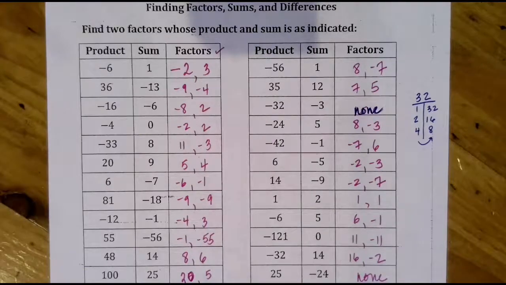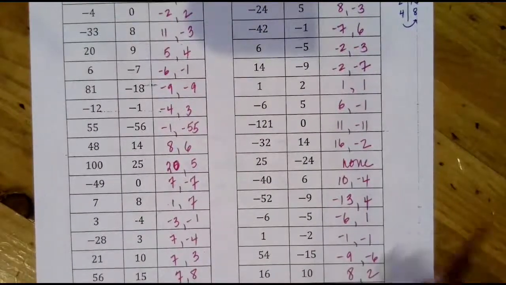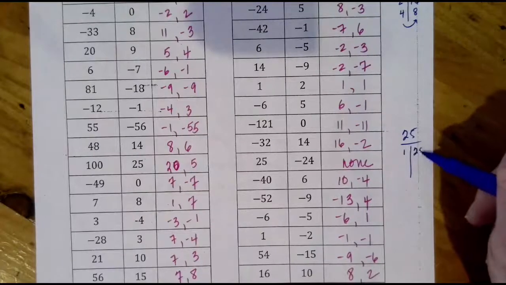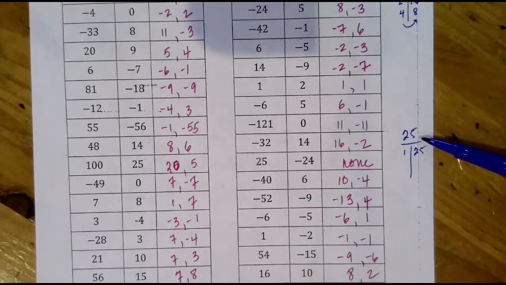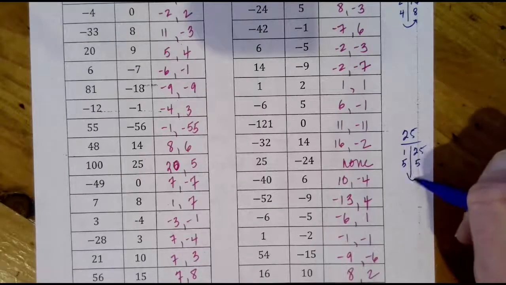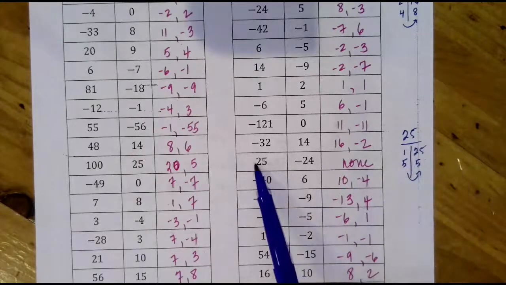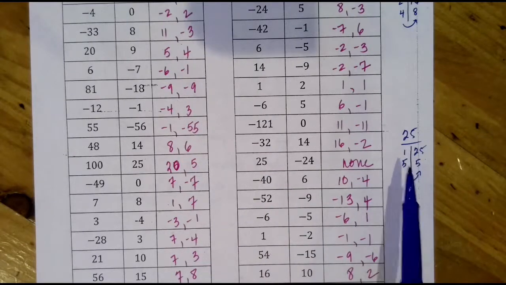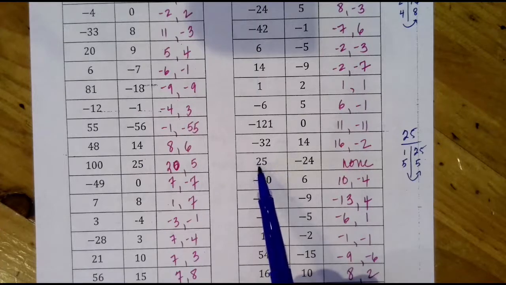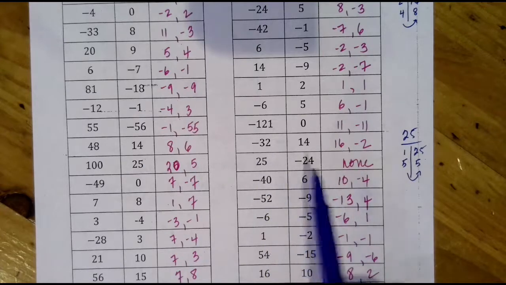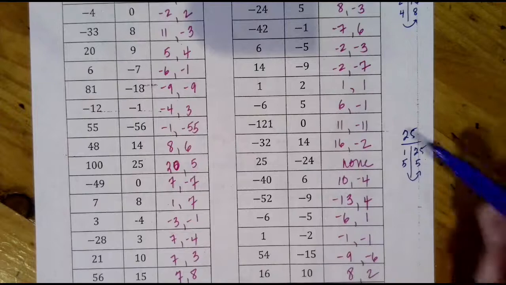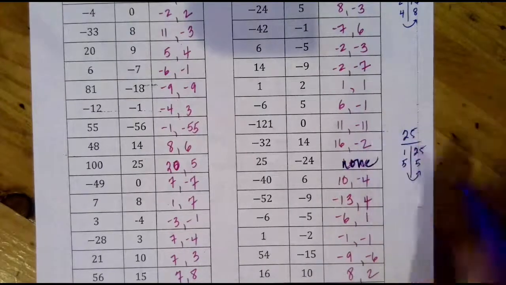When we look here at my other none, when I look at 25 and I do a factor table, 1 and 25, 2 does not go in evenly, 3 does not go in evenly, not 4, but 5 does, 5 times 5, and that's my wraparound. Because this sign is positive, I know both of these signs are going to be negative, because I need a negative times a negative to get a positive. So even though this has a difference of 24, I'm looking for a sum, so it doesn't work out, and I have a none.